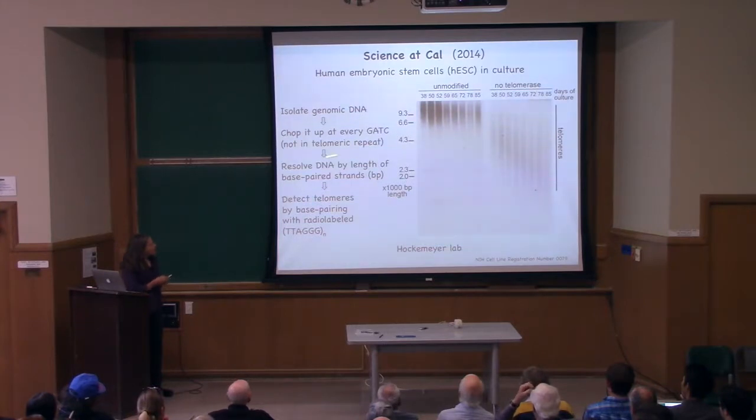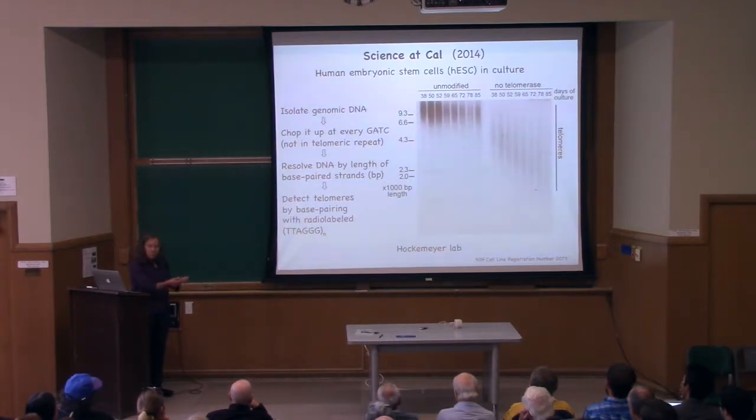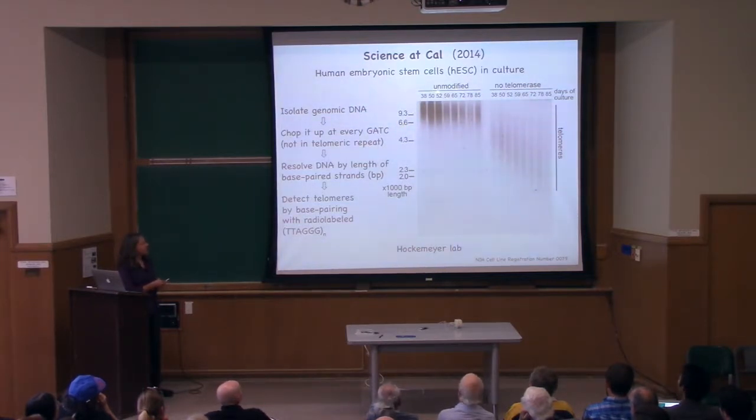Now you can detect the telomeres in this resolved DNA by taking a little radiolabeled oligonucleotide, this sequence, and you denature all of this DNA, split the strands, and let this base pair with the telomere. So everywhere there's a telomere sequence in the DNA resolved in this gel, you get a signal on an autoradiograph. What you can see is, you take wild type, unmodified human embryonic stem cells, and you grow them and grow them for these days of culture. These telomeres are staying pretty much the same.